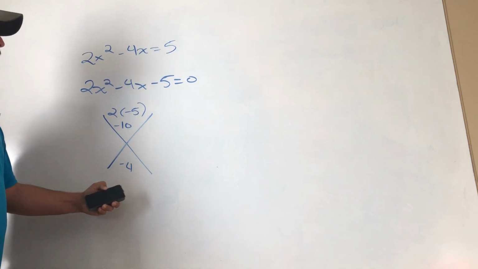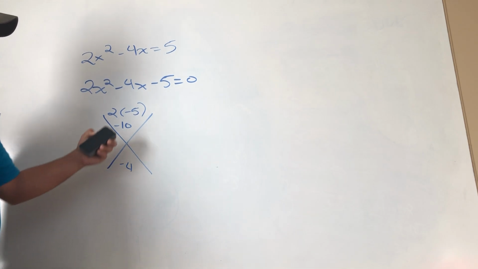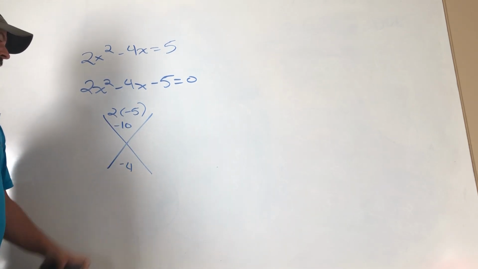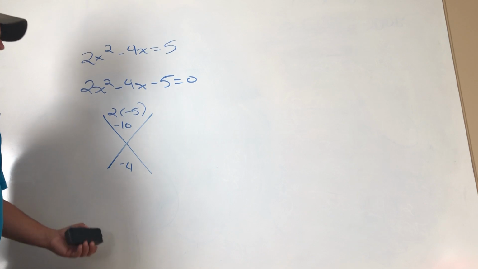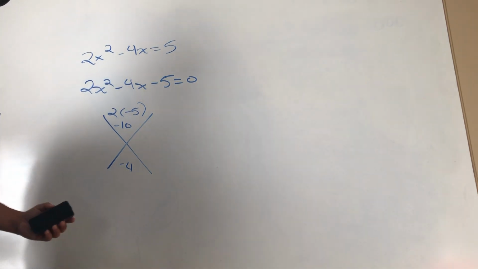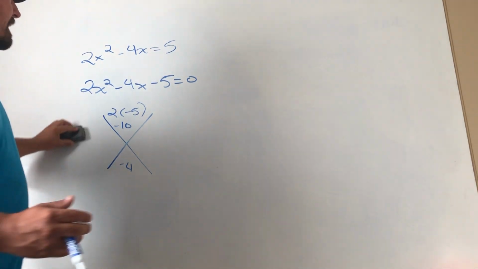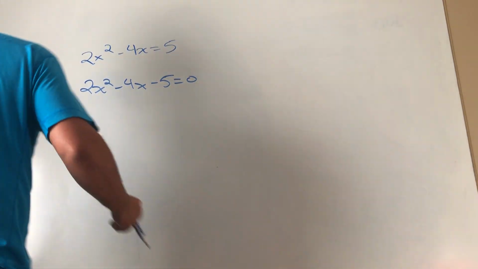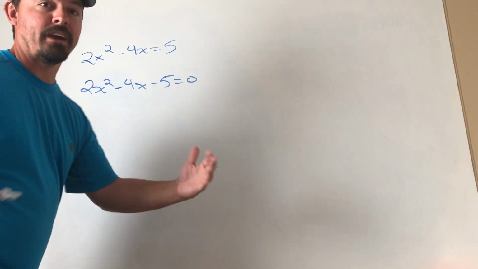So I don't see a way forward that I could factor this to get a negative 10 multiplied and a positive or a negative 4 added or subtracted. So that's the reason we have the quadratic formula. Now if you can factor it, that's perfectly fine. You just can't do it with this particular example. But I know that question's coming up. If you can factor it, go ahead and factor it.